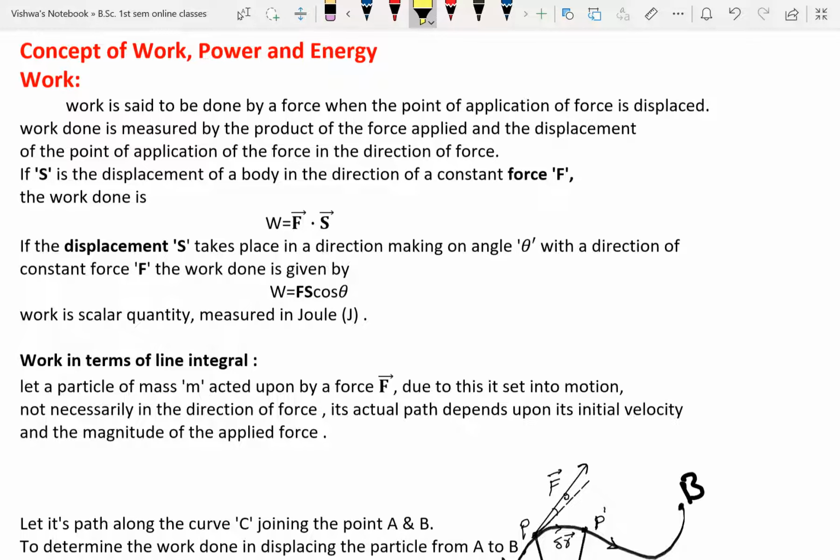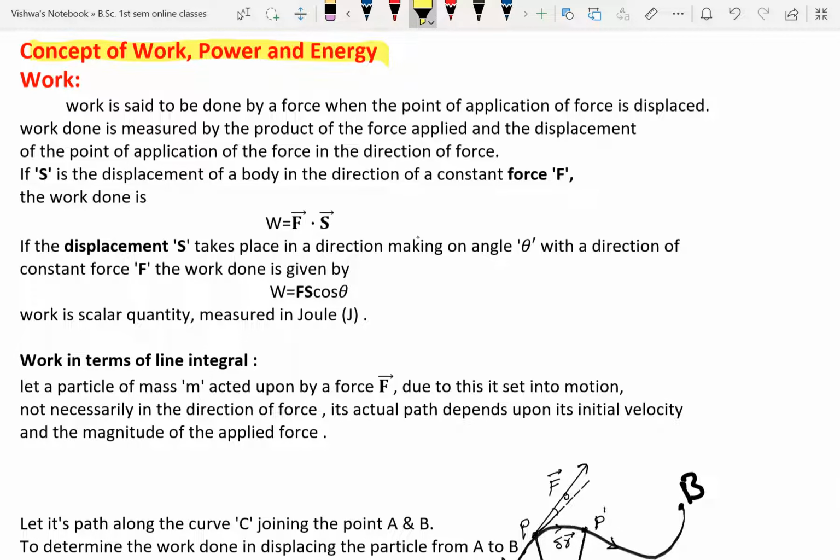Welcome to class of physics. In previous lectures we have studied conservation of linear momentum and angular momentum. Now we are going to study the concept of work, power and energy in terms of line integrals. Let's study one by one.